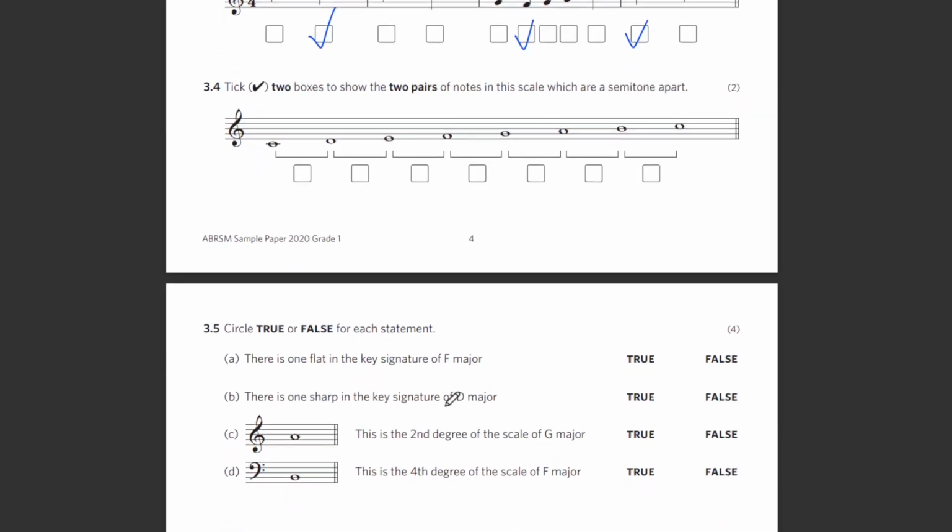Okay, 3.4, tick 2 boxes to show 2 pairs of notes in the scales which are a semitone apart. So this is a C major scale, C, D, E, F, G, A, B, C. So for a major, you have a semitone from the 3rd to the 4th note and from the 7th to the 8th or the 1st note. So this is ascending, so it's 1, 2, 3, 4, 5, 6, 7, 8, or you can call this the 1st note. The 3rd to the 4th note is a semitone apart, the 7th to the 8th or the 7th to the 1st note is a semitone apart. So you put the ticks here.